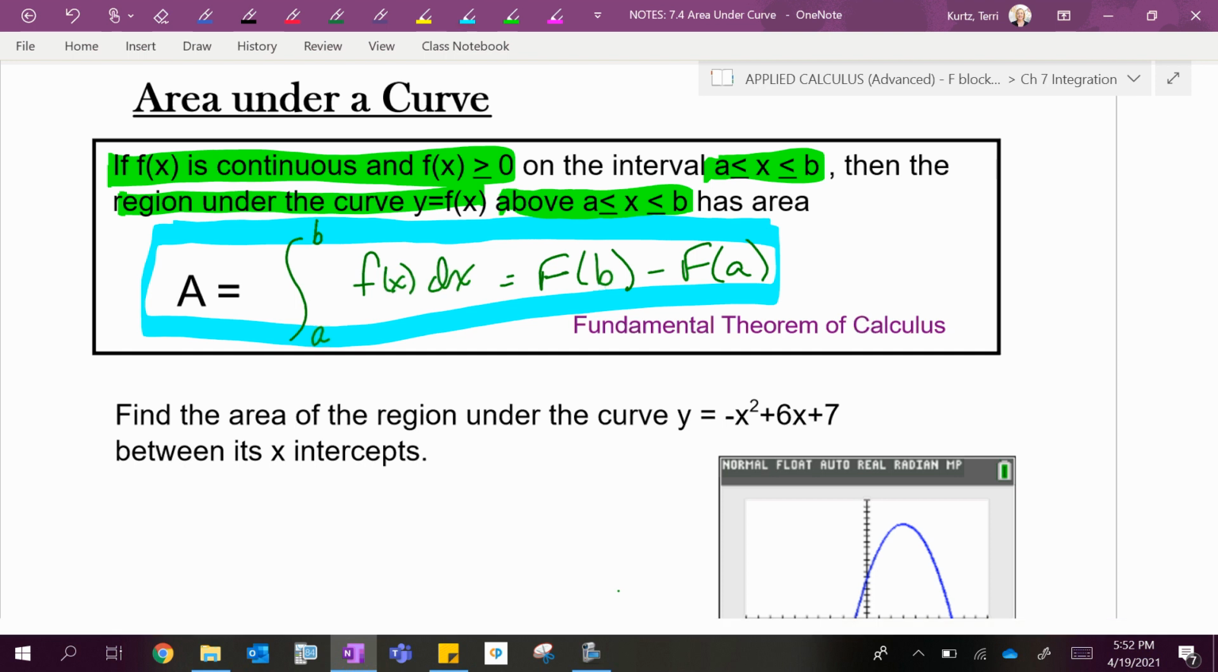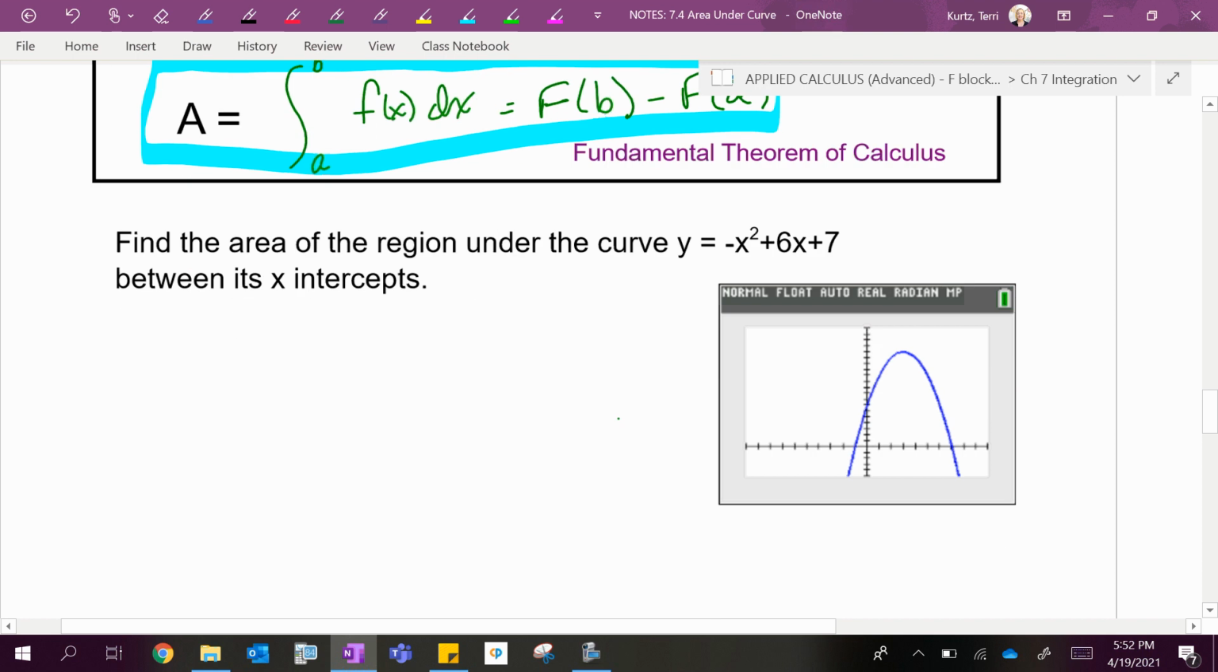Okay, so let's take a look at some applicable problems. So problem number 1, find the area of the region under the curve y equals x squared plus 6x plus 7 between its x-intercepts. Okay, so let's take a look. Here is a graph of that curve. So we want to find this area right underneath the parabola, and we want to find it between the x-intercepts.